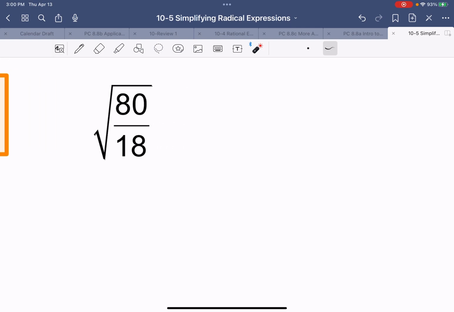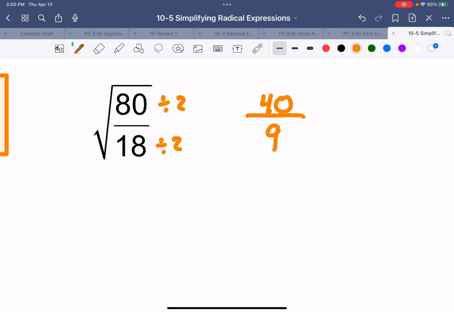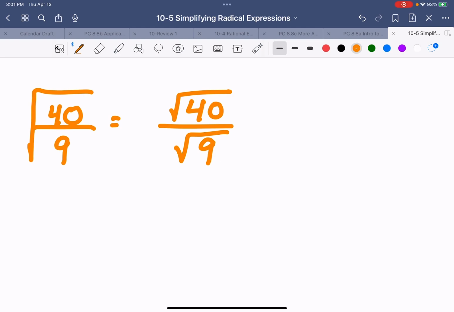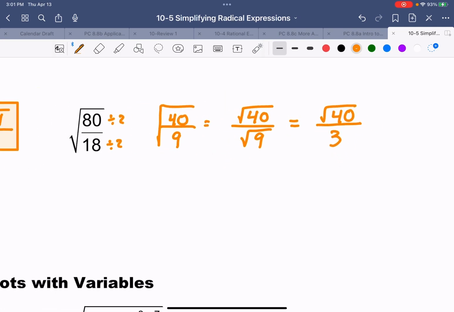Okay, 80 and 18. This fraction can be simplified by dividing by 2. So I can simplify it to 40 over 9. Break it up into square root 40 over square root 9. Again, I see that perfect square in the denominator. Okay, so that's one of our rules. We can't have a denominator that has a radical in it. Okay, but I also need to simplify that square root 40.